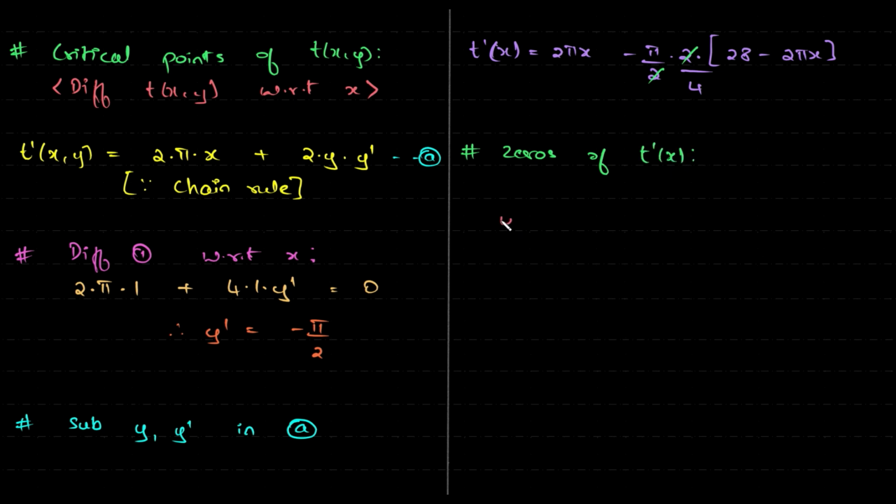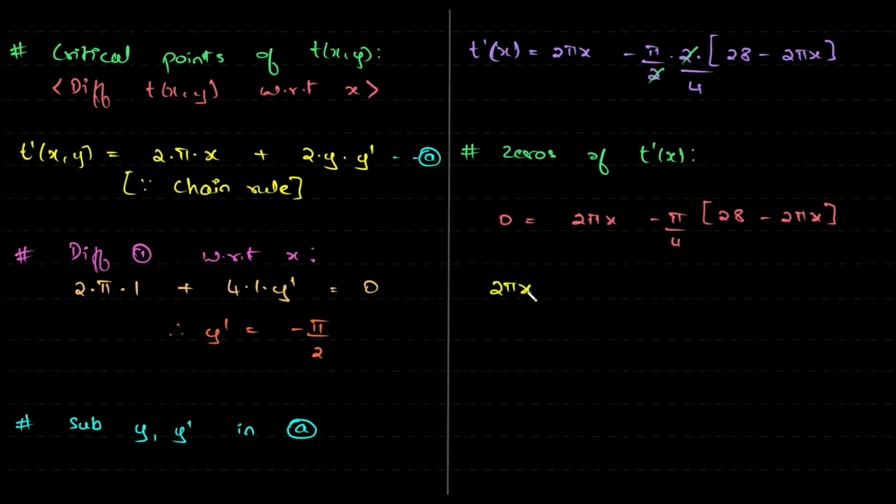So we have the zeros of t prime of x. Okay. So see, as you can see, now we can simplify and figure out the value of x. That's it. So this is how you work it out. So basically a bit of rearrangement.